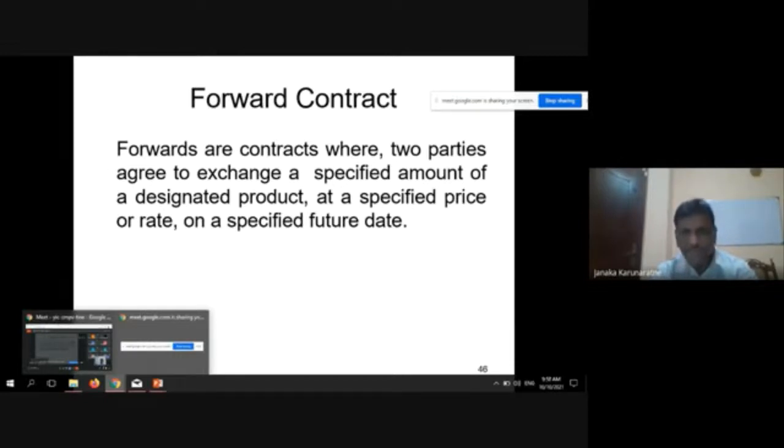But in a forward contract, it is much more comfortable, where you can have a tailor-made contract. The only thing is you have to identify a party and have a tailor-made contract which suits your requirement. So that is the advantage.